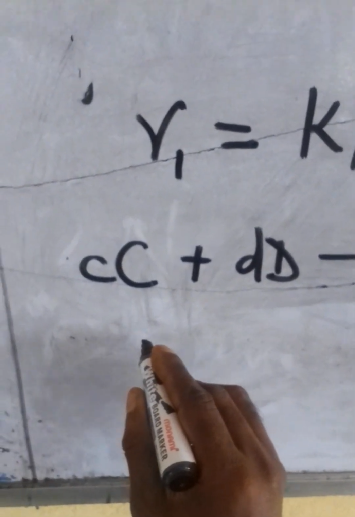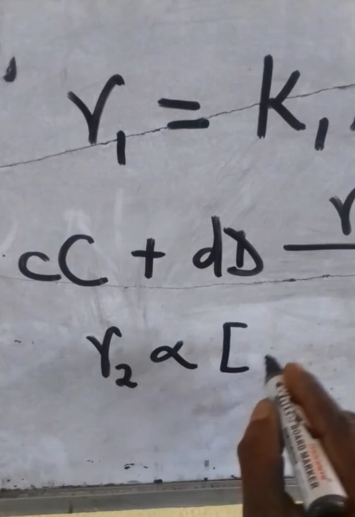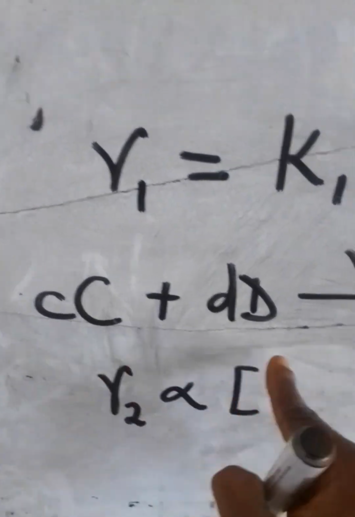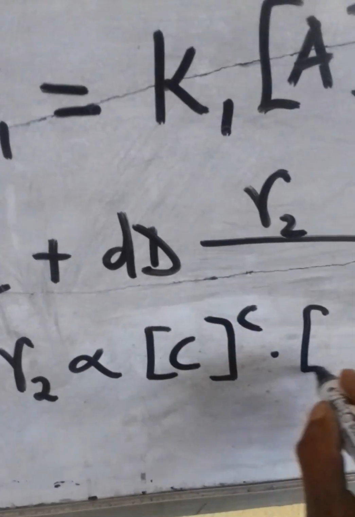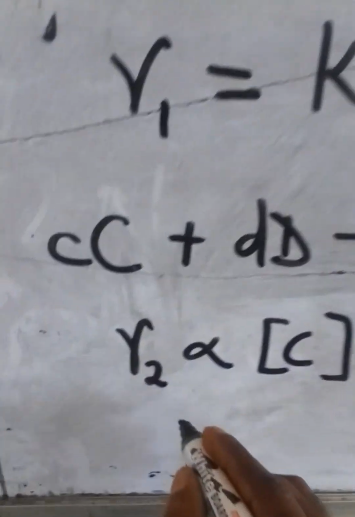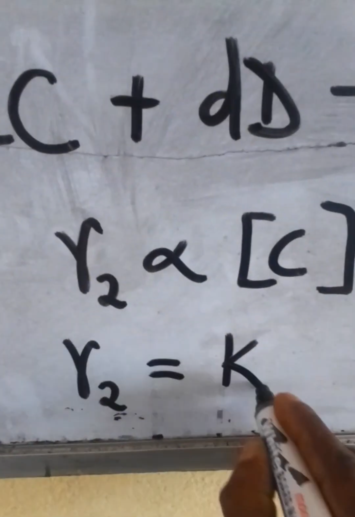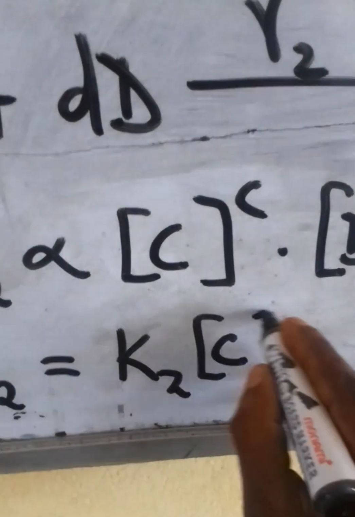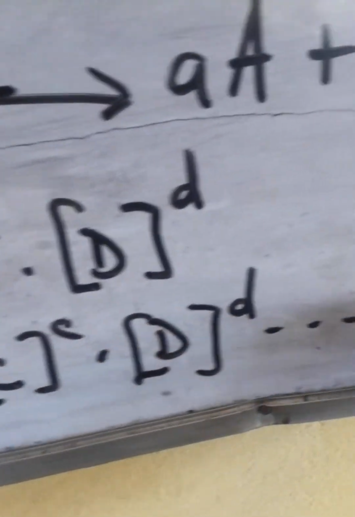From the law of mass action, R2 is directly proportional to the active mass of the reactants. This time around, the reactants are the products. So concentration of C raised to power c times concentration of D raised to power d. To remove the variation sign, we now have R2 equals K2 times [C] raised to power c times [D] concentration raised to power d. This is equation 2.